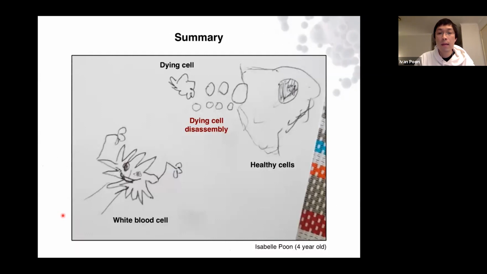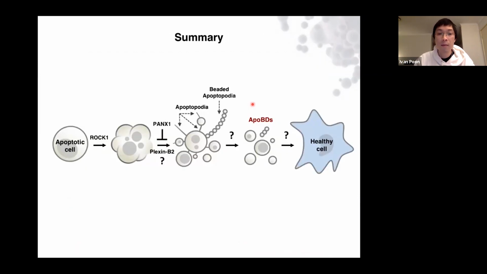So in summary, as summarized, it's pretty simple, by my daughter Isabel when she was 4: when cells die, they undergo various morphological changes, which then eventually cause the cells to break apart into smaller fragments, and they can interact with neighboring healthy cells. But the process is way more complicated. We have only identified a few of the regulators. For example, we don't even know what's downstream of pannexin 1. I'm sure there are other positive regulators in this process, as well as how the fragmentation process goes, and how apoptotic bodies interact with phagocytes. We still need to work that out.